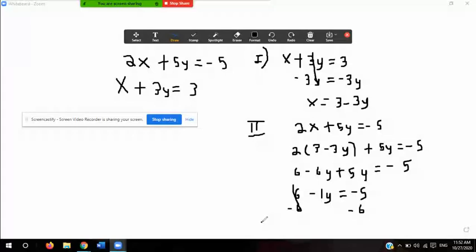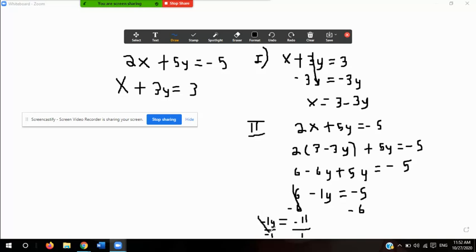And then I'm just going to divide by negative 1 on both sides. So this is going to be negative 1 and negative 1, and this is going to cancel out. So basically, y is going to equal negative 11 divided by negative 1, which is positive 11. So y is going to equal 11.